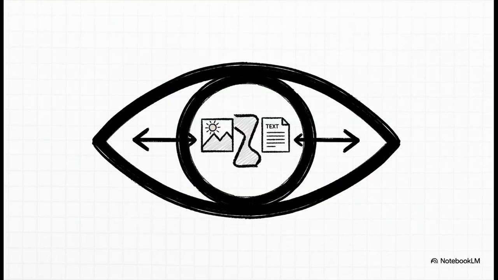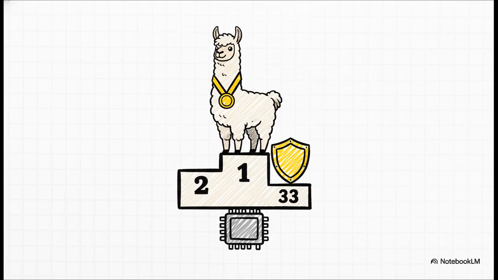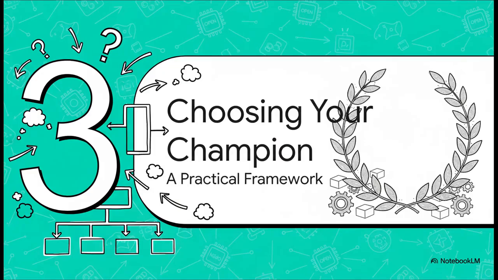Our final stop on this tour is for models that see the world like we do, in both images and text. This is our natively multimodal category. And here, Meta's Llama 4 Maverick is the undisputed champion. It offers best-in-class performance, and on many benchmarks, it even outperforms models like GPT-4o. But what's really incredible is its efficiency. The FP8 version can run on a single H100 GPU host, so you're getting top-tier power combined with practical, responsible deployment.